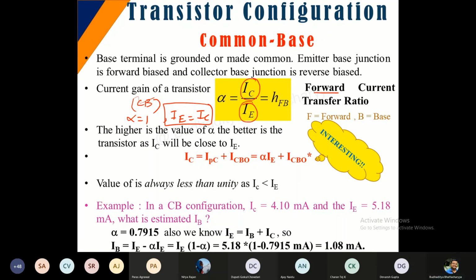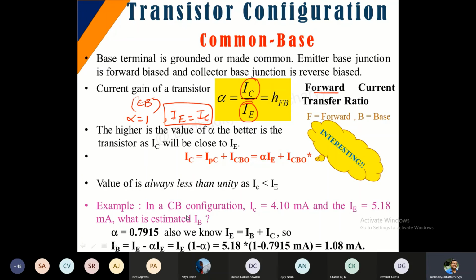That's a tricky question at times. So this is about it. Now let's solve a small question on this. For example, in a CB configuration, the collector current IC is given as 4.10 milliamps. The emitter current is given as 5.18 milliamps. So we know IE, we know IC.